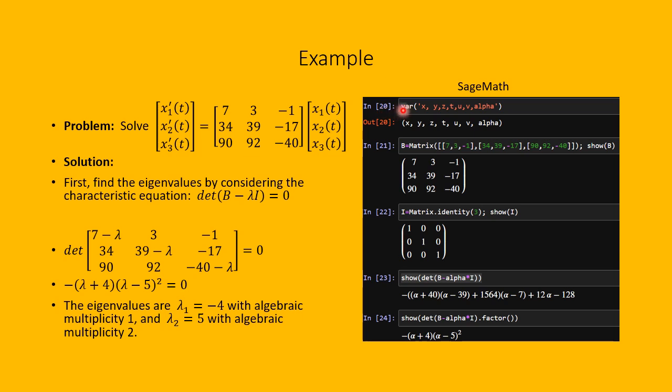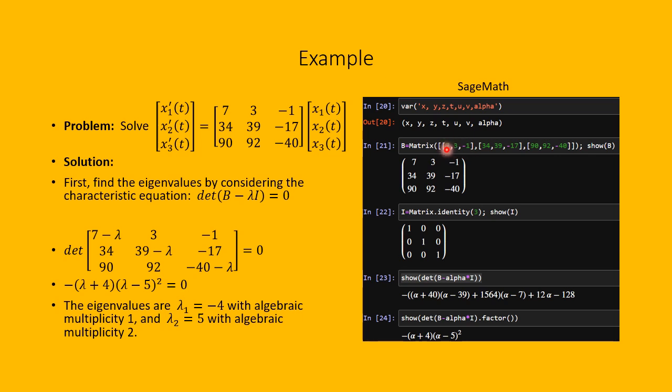First, I'll declare some variables, x, y, z, t, u, v, and alpha. I'm going to use alpha here instead of lambda, because lambda has a special meaning in SageMath and I guess also Python. So we declare these variables, there they are. Now we'll define the matrix B that we have up here. So it's a matrix, and then here are the first row, second row, third row. Notice in each row the elements are separated by commas.